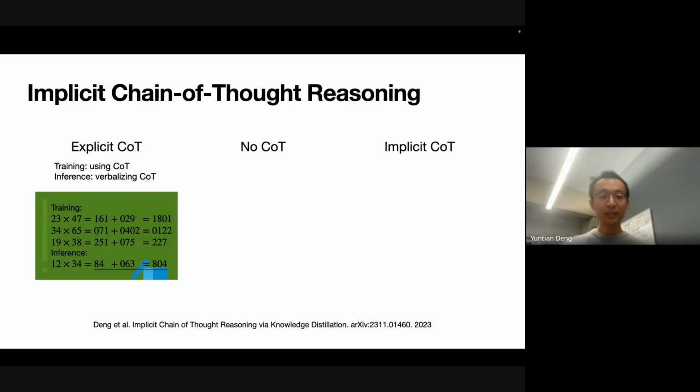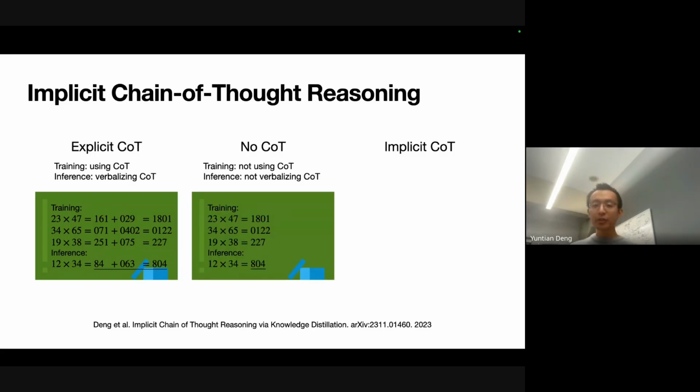But in no chain of thought reasoning, during inference time, we do not allow the model to output the chain of thought reasoning steps, and it is required to directly output the final answer. During training time, we are also not providing it the intermediate process, the chain of thought supervision. And as I argued in the previous slide, maybe the model is failing because it hasn't learned the process of solving the problem, not because it doesn't have the capacity to perform the inference without using these intermediate chain of thought steps.